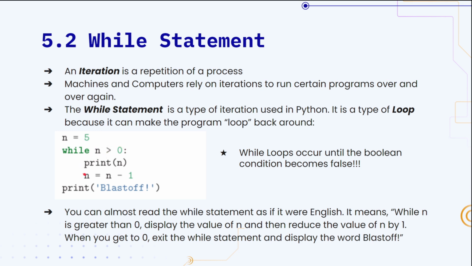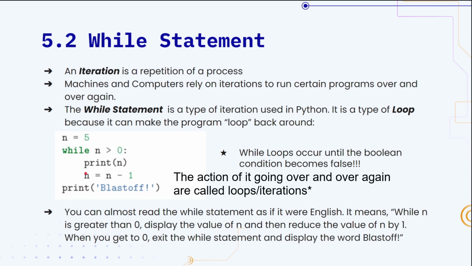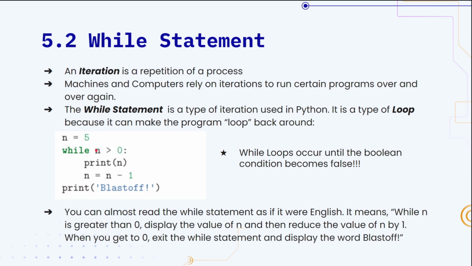We're going to print what's over here, and go over and over again, until n will eventually equal 0. When n equals 0, this boolean is no longer true. So what's going to happen is that we're going to break out of this loop and go and print blast off. While statements are very simple because you could read them almost as if it's English.